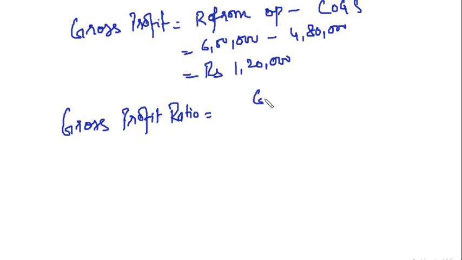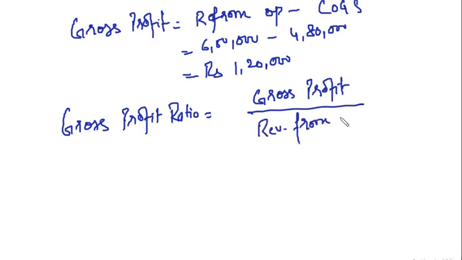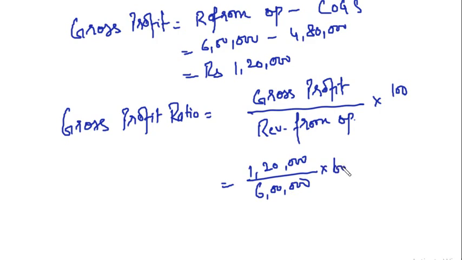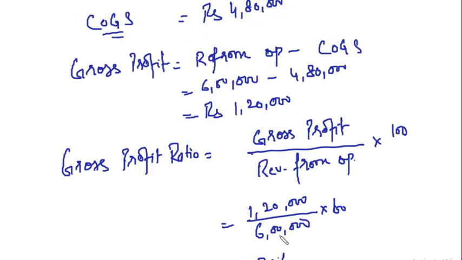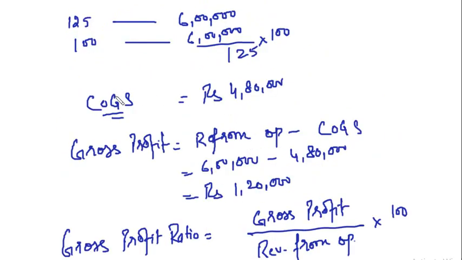This comes to gross profit divided by revenue from operations multiplied by 100. What is gross profit? 1,20,000. What is revenue from operations? 6 lakhs multiplied by 100. So this comes to 20%. Clear? So this was a bit tricky question that you have to calculate cost of goods sold, and from the cost of goods sold you have to calculate gross profit.